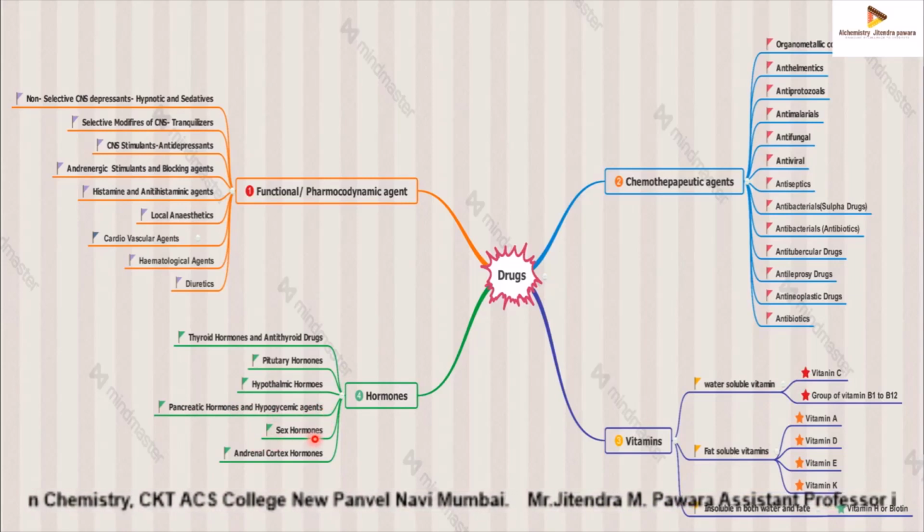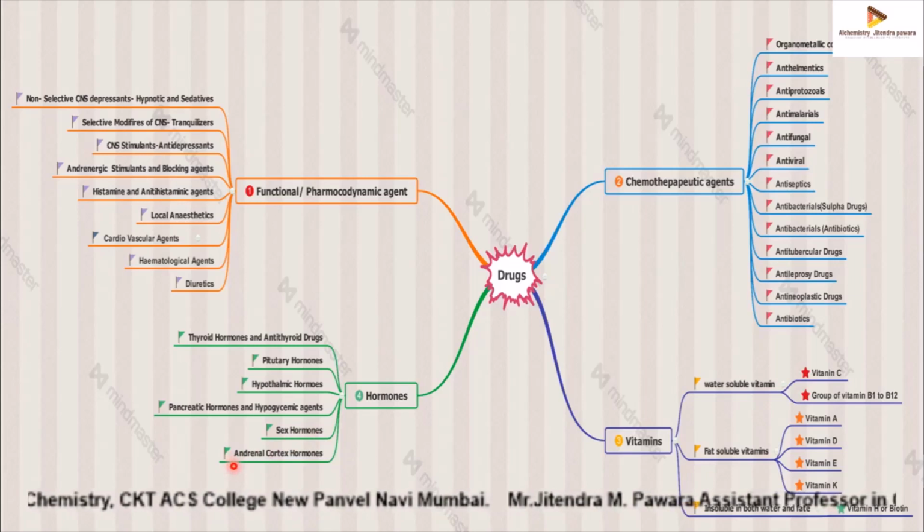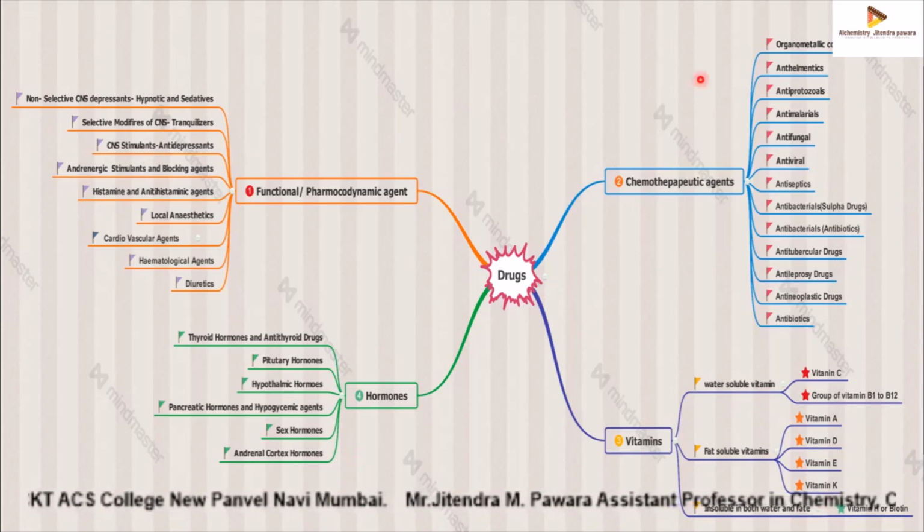Then sex hormones. Fifth one and sixth one is adrenal cortex hormones. So this is all about the classification of drugs.